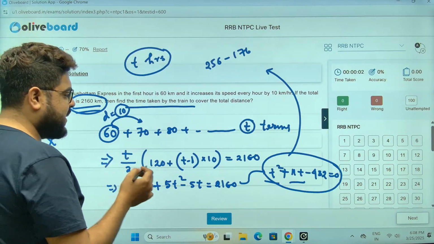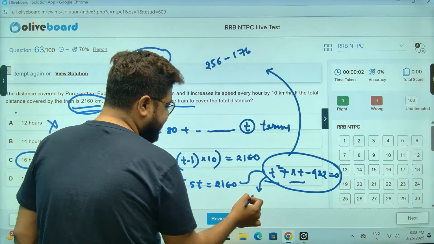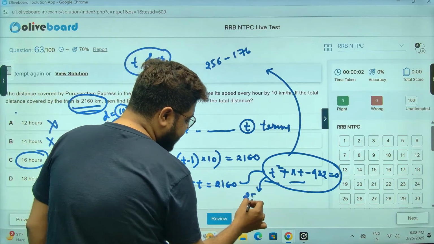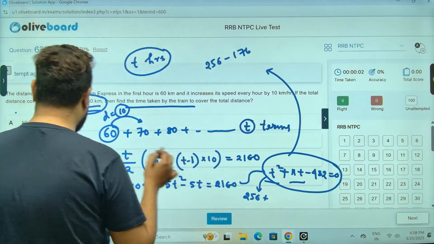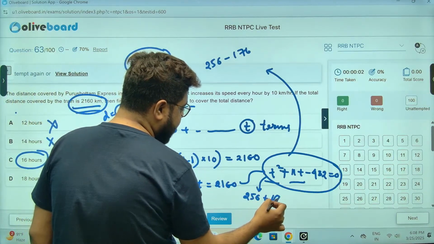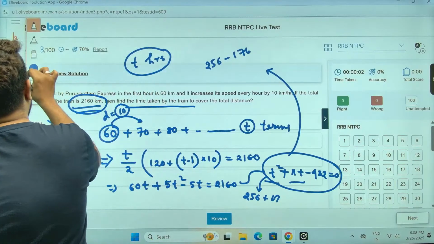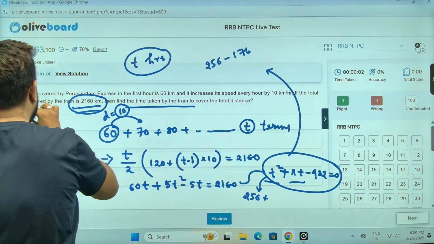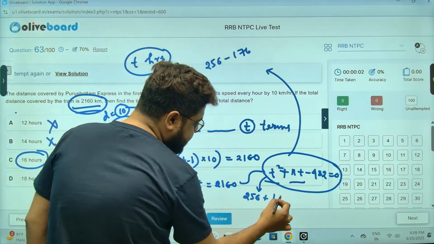It's a slightly messy type of question, what can we do about the calculation. 256 plus 11 into 16, now 176. Looks like we got our answer. Unit digit at least is saying the same. Let's see. 176.